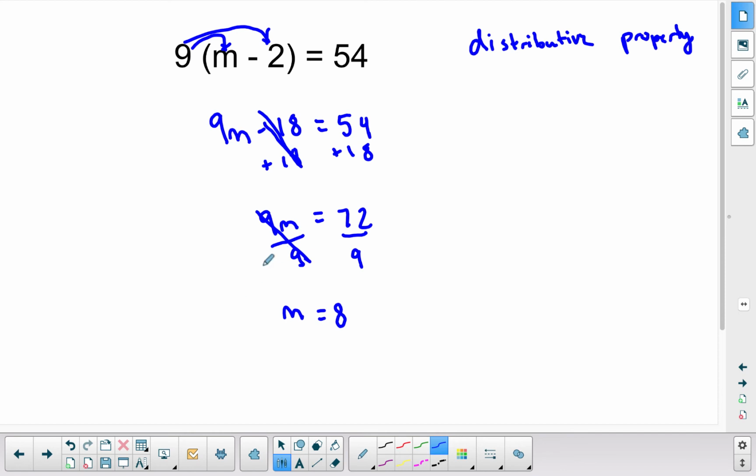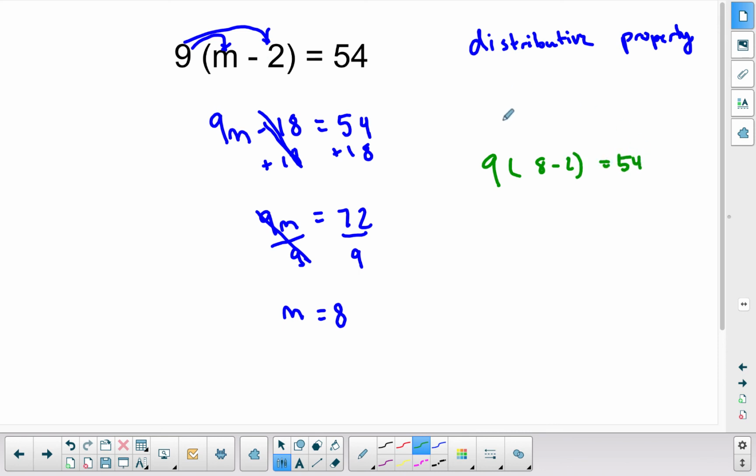But are we done? I don't think so. Let's plug this in and make sure it makes sense. So I'm going to do my check here in a different color. That way we can not get lost in all the sea of numbers going on. So 9, and then I'm going to replace m with what it's the same as. Since m is the same as 8, I can just write 8 here. So 9 and then 8 replaced m minus 2 equals 54.